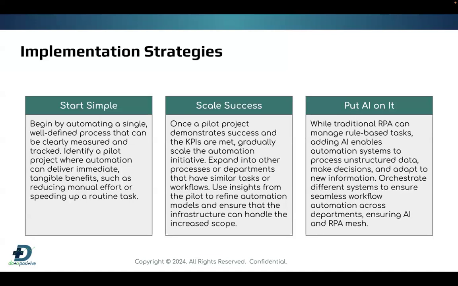How do we find similar workflows? How do we fix the things that didn't quite work? How do we do that? So you start simple, you scale your successes. And then, just like in Portlandia, they put a bird on it. Then you can start to think about putting an AI on it. Don't just start with putting an AI on it.